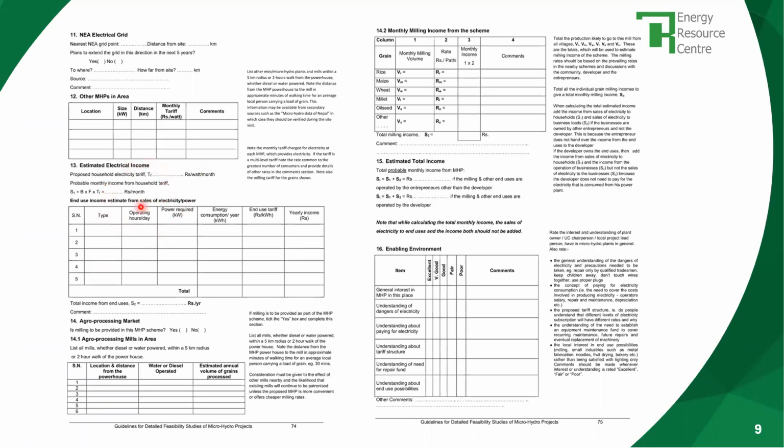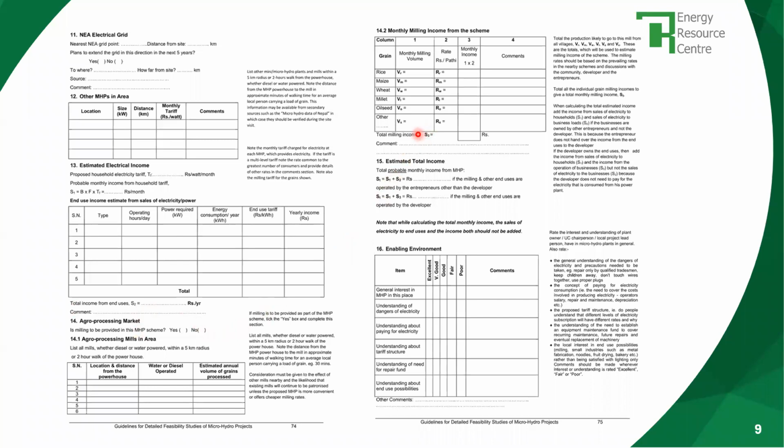Similarly, we look at the estimated electricity income based on the tariff. We do it for household and other sectors. We basically estimate the electrical income. What is the agro processing market? Because in the rural areas, there could be other types of markets. From these agro processing or agro mills, what could be the monthly income is also calculated. Benefit that will arise from the supply of electricity.